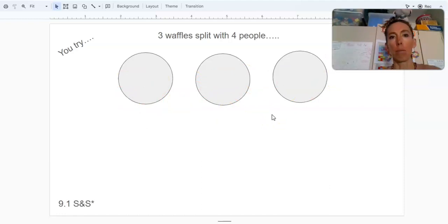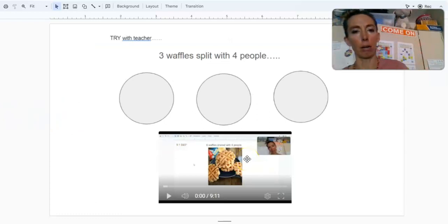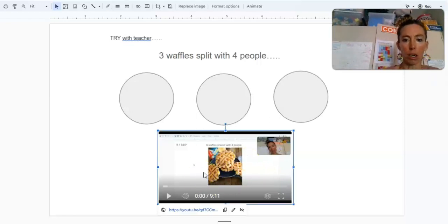You could give them some time with a partner also as well, and then come together. You could share out a few solutions if you want, or you can just move into, okay, now that you've had a chance to try it, you've had a chance to collaborate with someone or someone else, now let's see what Miss Eberly does. So now I made my own video.